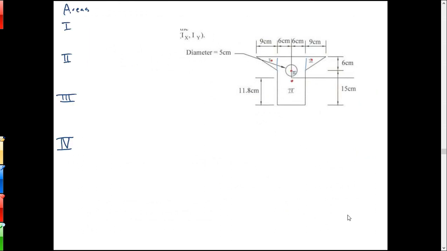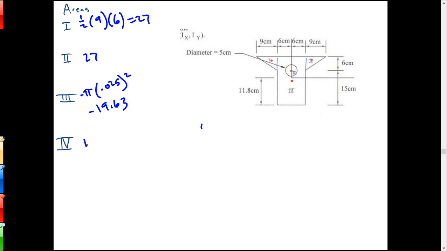This guy here is a little bit more complicated. Again, you just gotta run through it. So this has a triangle and a circle and a rectangle and all that, so you have to work through this one a little bit more. 1/2 times 9 by 6 for the triangles, 27. That'll hold for both of them. Now remember those negatives when you do these cutouts. So that radius, their diameter's 5, so that radius would be 0.025 squared. So that's negative 19.63. And then the last one is 12 by 21. So I did it for 252.